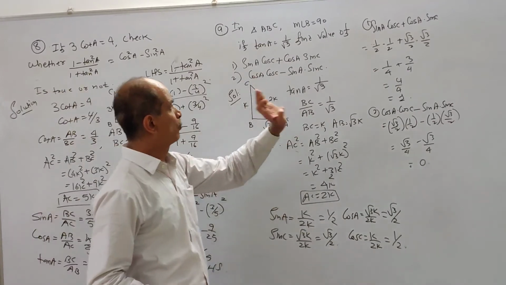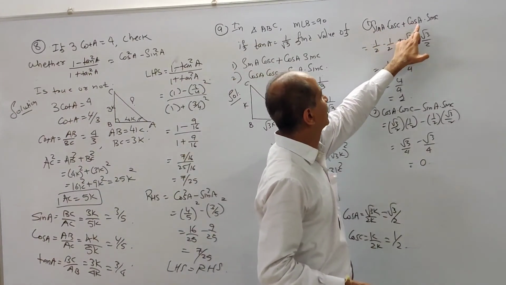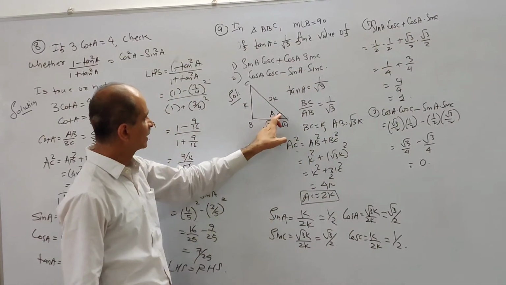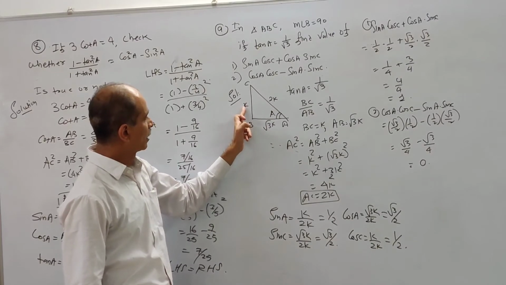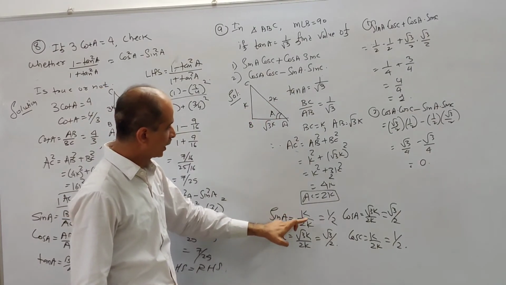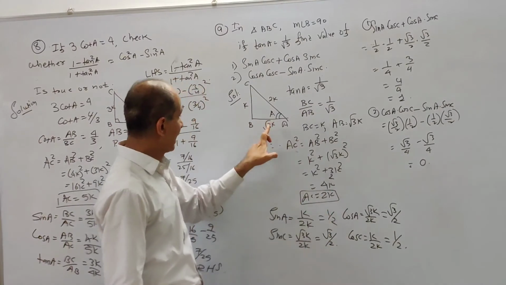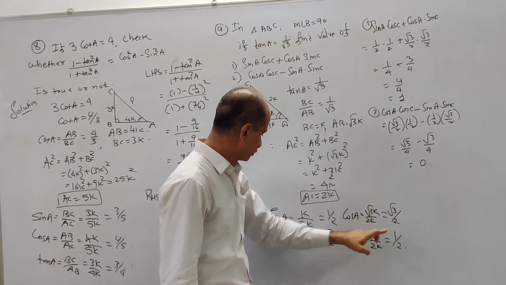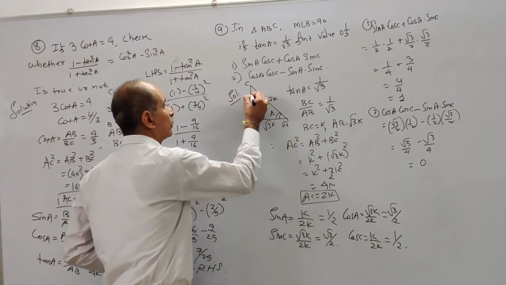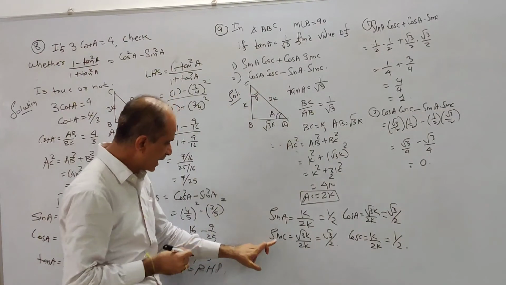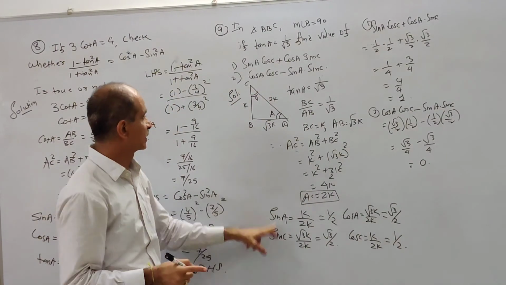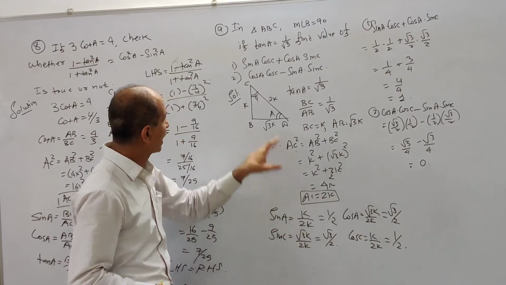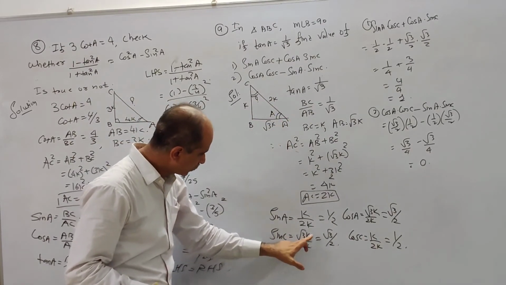Now let me find out 4 values: sin A, cos A, sin C and cos C. So sin A is equal to opposite upon hypotenuse, so k upon 2k, 1 by 2. Cos A is adjacent upon hypotenuse, root 3k by 2k, which means root 3 by 2. Similarly sin C, here you have to consider this angle C. Sin means opposite side upon hypotenuse. So for angle C, opposite side is AB, that is root 3k, and hypotenuse is 2k, so root 3 by 2.